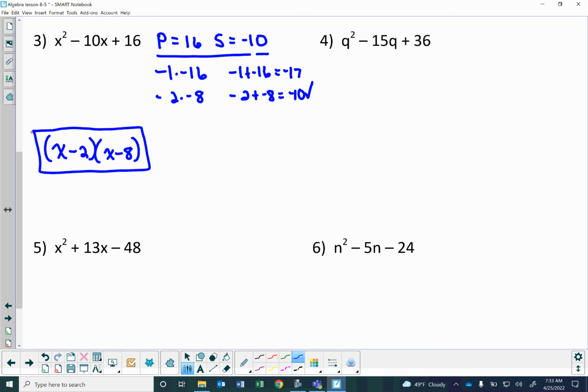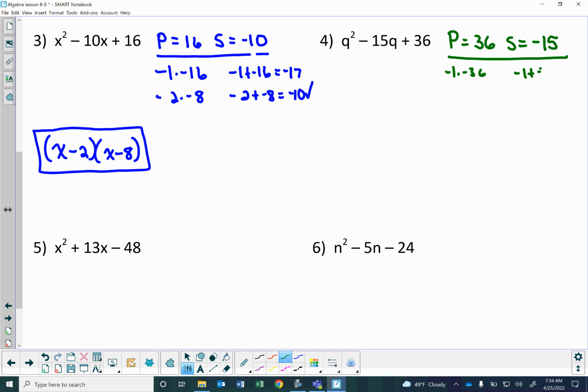Look at number 4, q squared minus 15q plus 36. Again, we have a product that is positive and a sum that is negative. So we have a product of positive 36 and a sum of negative 15. So both of my terms must be negative. That's the only way you can get a positive product. Two negatives multiply together to give me a positive.